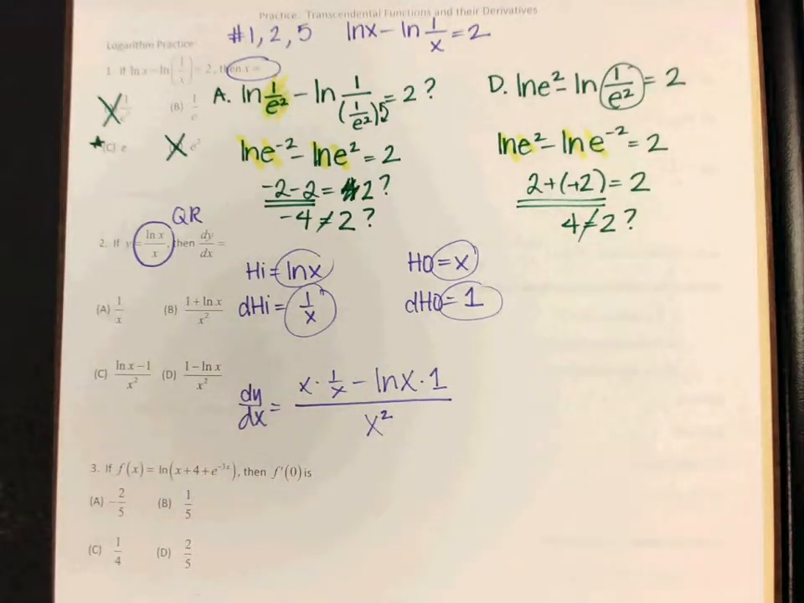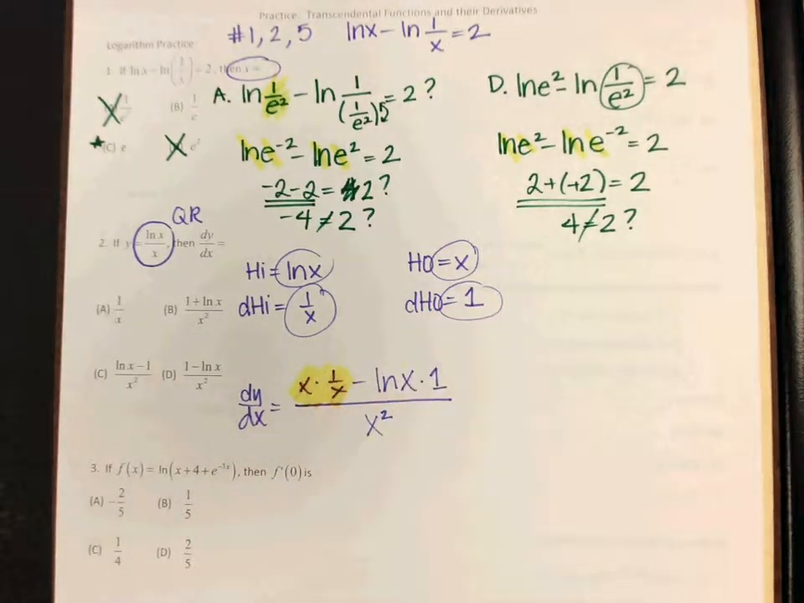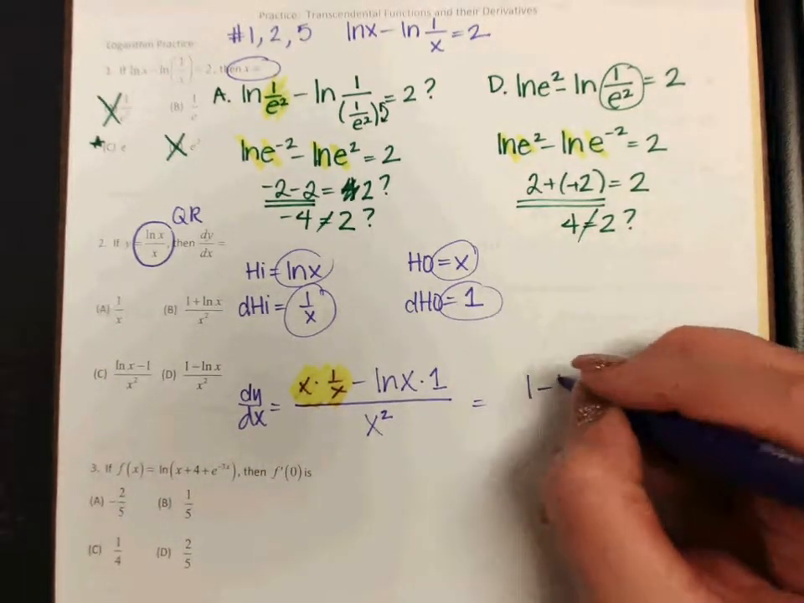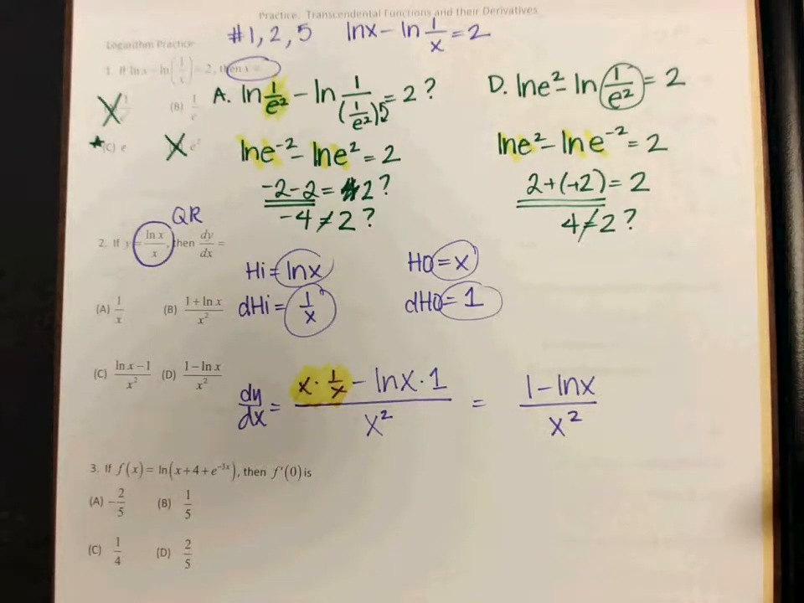Now, obviously, we need to make our answer look like one of the other answer choices, so the big simplification that needs to happen here is that x times 1 over x is really just a 1. So 1 minus ln x over x squared. So that would be answer choice D.